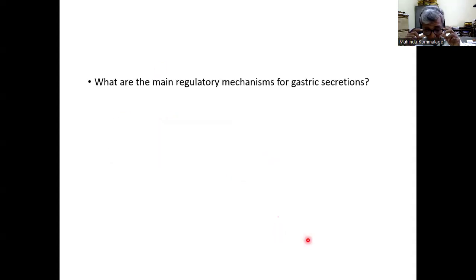So later, try to write briefly to this question: what are the main regulatory mechanisms of gastric secretion? You need to mention 3 phases and how they operate.